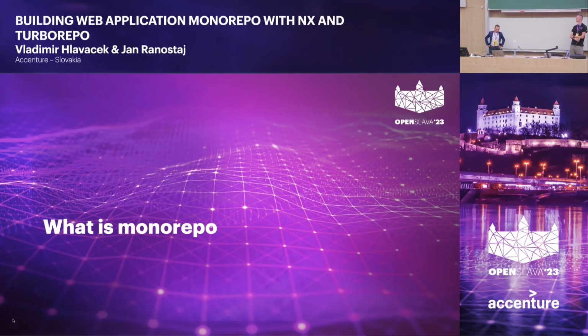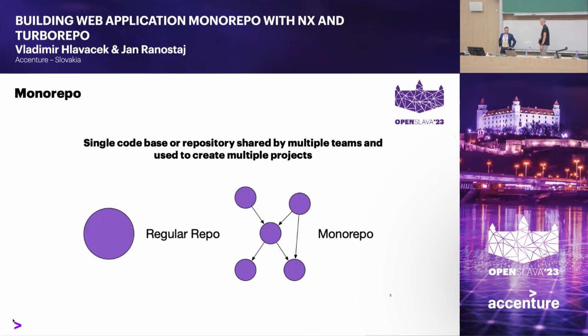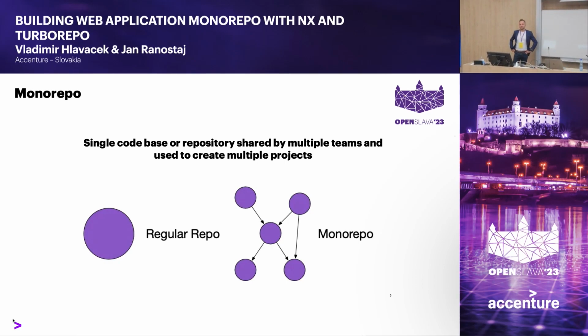Monorepo is basically a single repository which has multiple different applications living in it, and the main advantage is that you can have multiple individual teams collaborating in one repository without conflicting with each other.